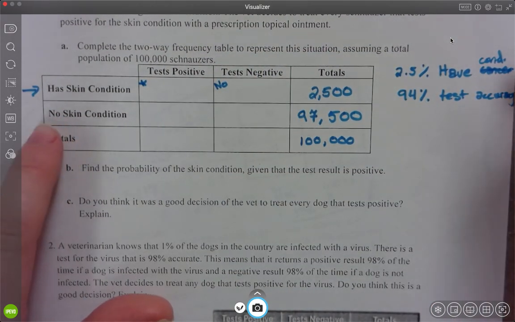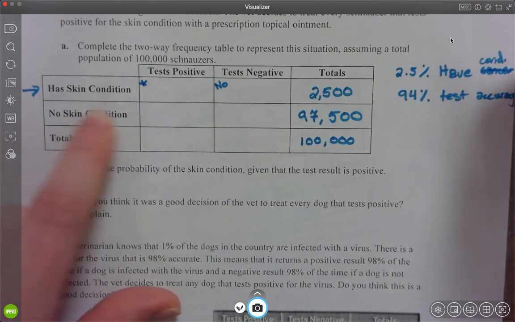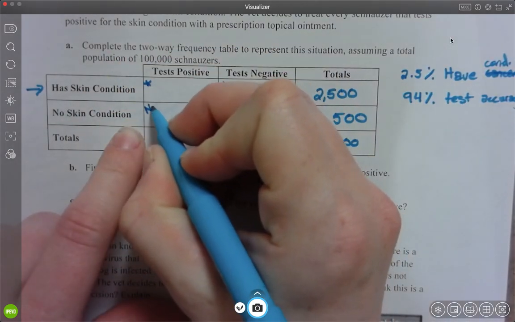In addition to that, if they don't have the skin condition, they shouldn't test positive for it. So this should not happen. That should be a no.